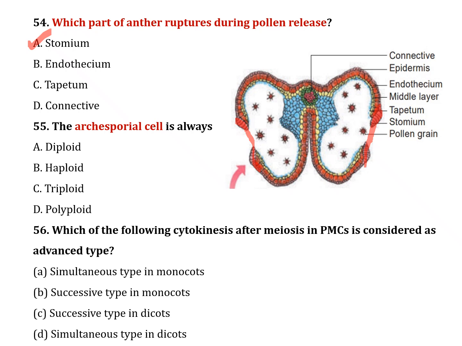The next question, number 55. The archesporial cell is always: option A, diploid; option B, haploid; option C, triploid; option D, polyploid. Correct answer is option A, diploid.